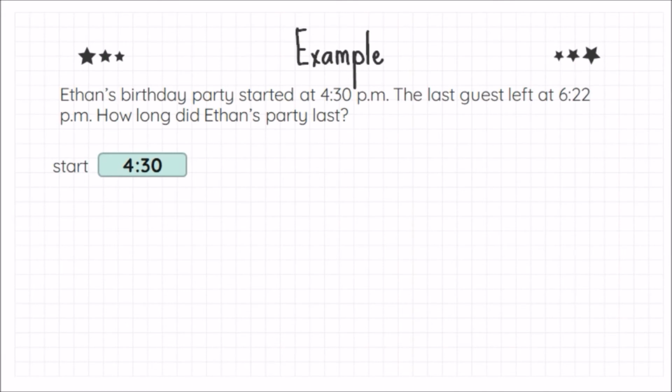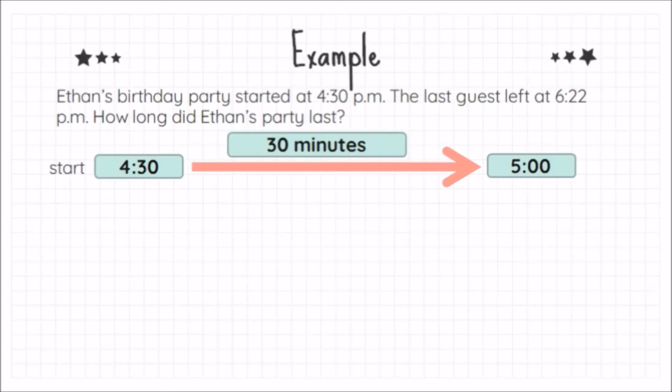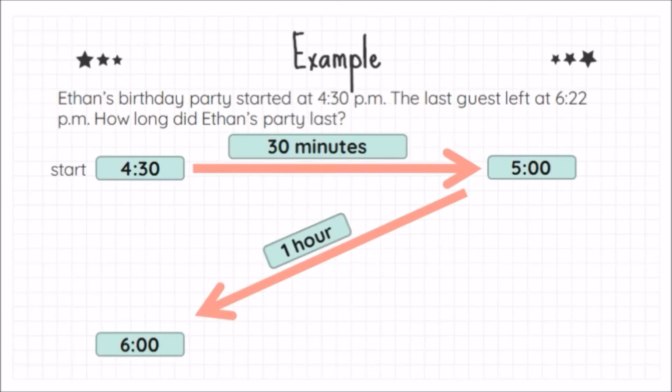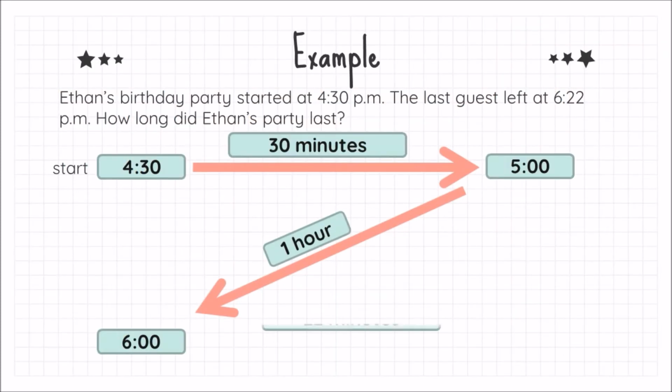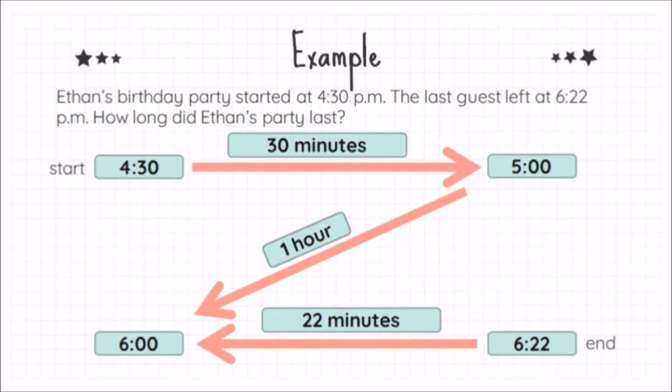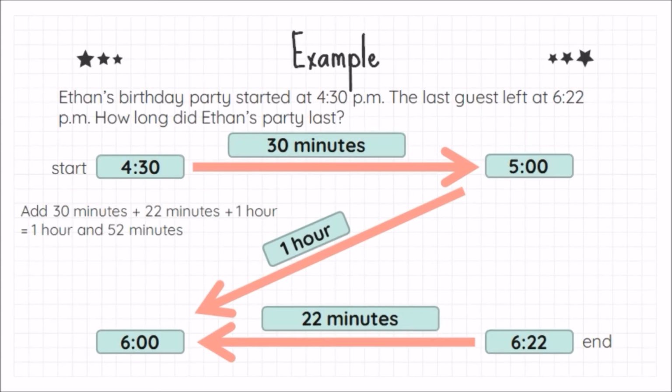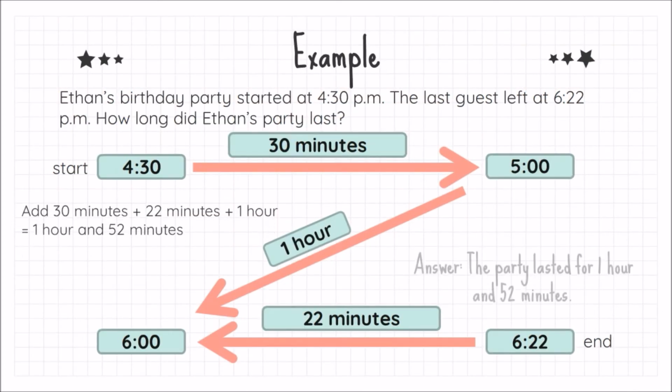The first step is we are going to round up to the next hour. If we look at our example, the next hour after 4 o'clock is 5 o'clock, and I need to find the difference between 4:30 and 5 o'clock. Their difference is 30 minutes. Then, you take the 5 o'clock and you go to the hour going down. The hour closer to your stop time is 6 o'clock. So from 5 o'clock to 6 o'clock, that is 1 hour. Then from 6 o'clock to 6:22, that would be 22 minutes. Add 30 minutes plus 22 minutes plus 1 hour equals 1 hour and 52 minutes. The party lasted for 1 hour and 52 minutes.